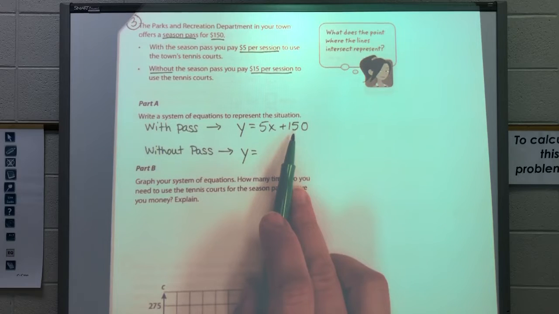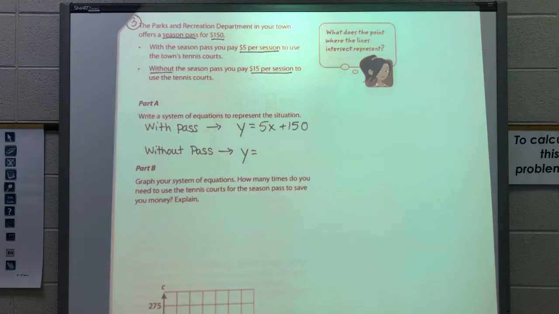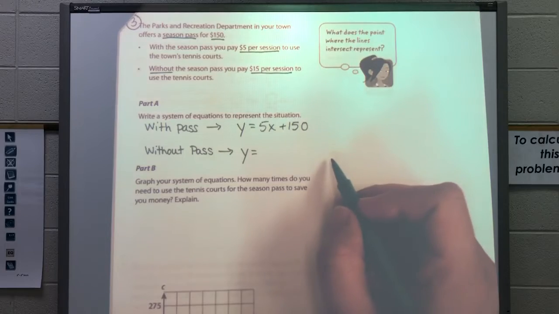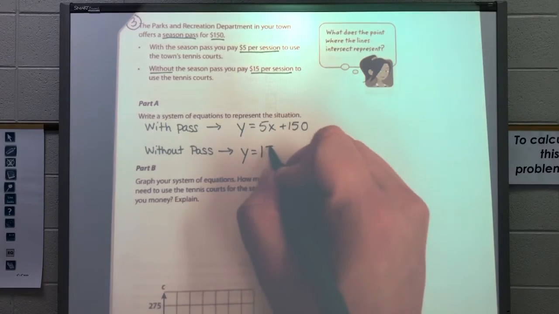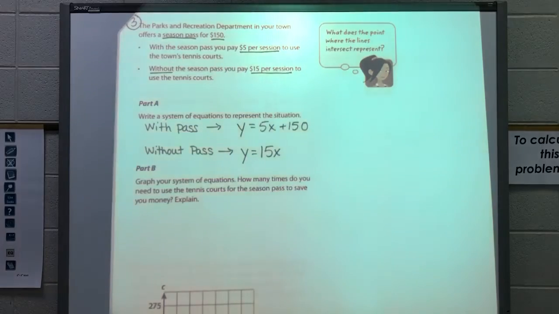That's where you would start on the y-axis, because you may pay $150 for a season pass and you may never go, so you would still pay $150 no matter what. That's your upfront fee, just to buy the pass. Without the pass, you have no upfront fee, so your y-intercept would be 0, and your rate or slope is 15, because it's $15 per session.